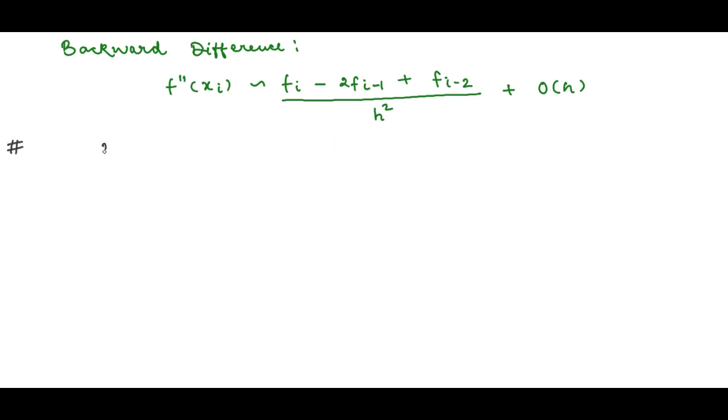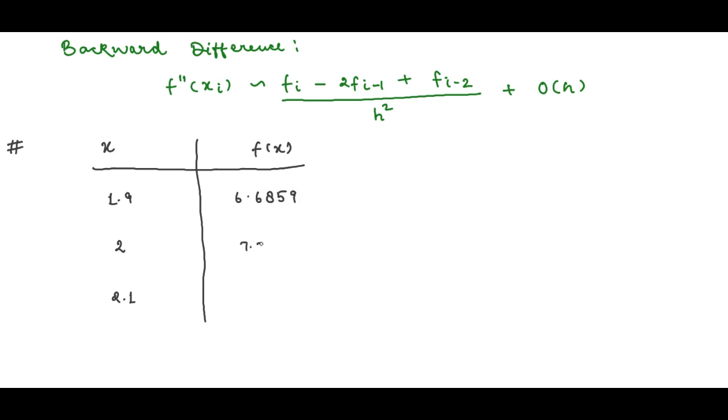Now we have a quick question where we have been given this tabulated data, with x values as 1.9, 2 and 2.1, and f(x) as 6.6859, 7.3891 and 8.1662. So we need to find f double dash 2 using the central difference formula. That means we need to calculate f double dash 2, and since 2 is an interior point, we can use the central difference formula here.